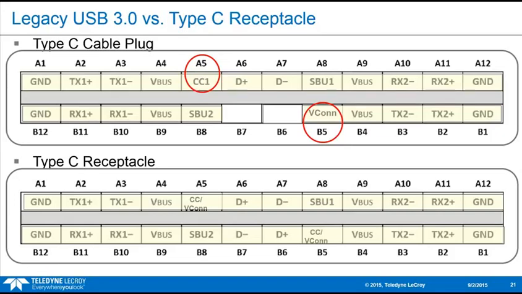The extra pins we see here in the cable plug are there exclusively for alt modes. So the cable can come in on either orientation, facing up or facing down, and it will always use the same pins for USB. It's the receptacle's job to adjust the pinout to match the cable.